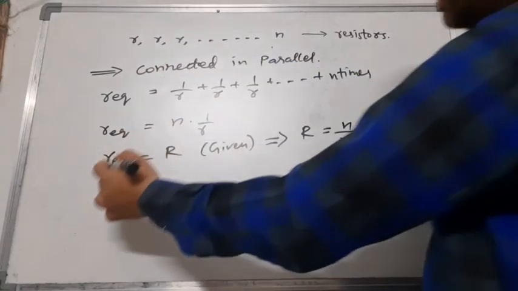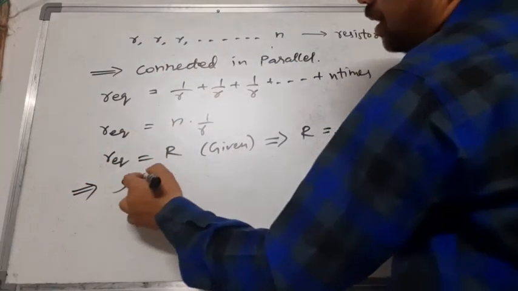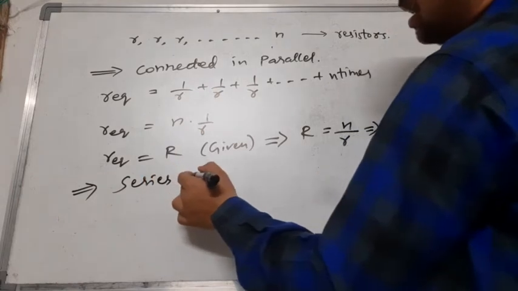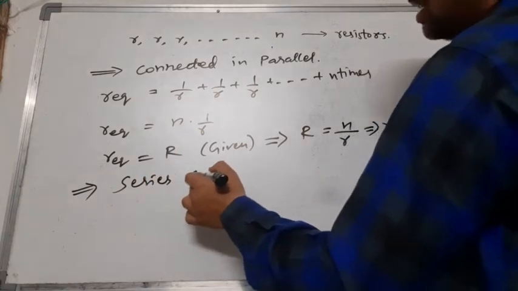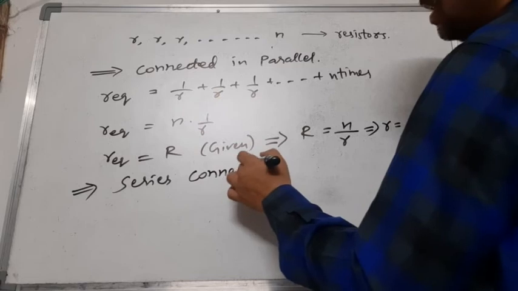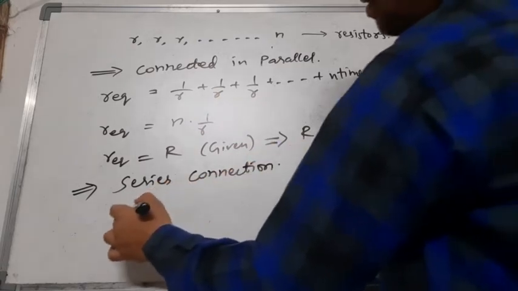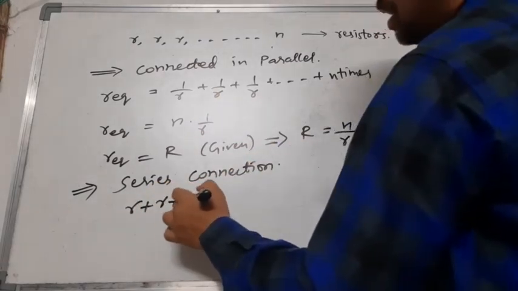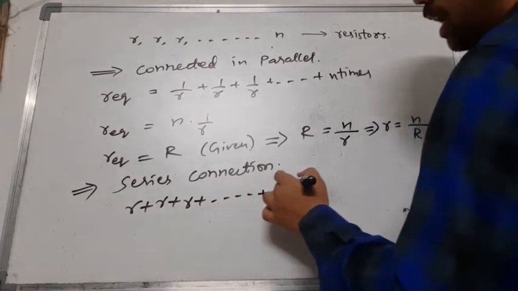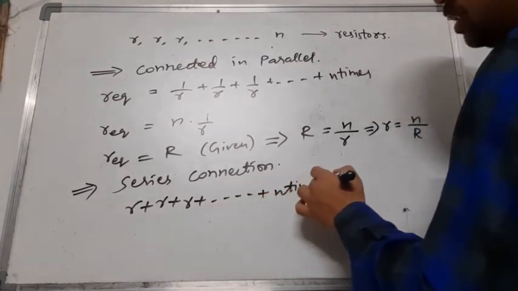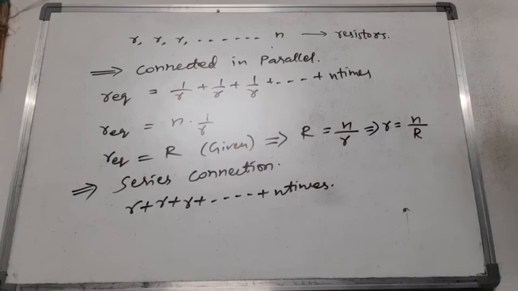So if these resistors are connected in series, what happens? Series connection means we write R plus R plus R plus and so on, N times we will add this R. So what will it become if you add N times?